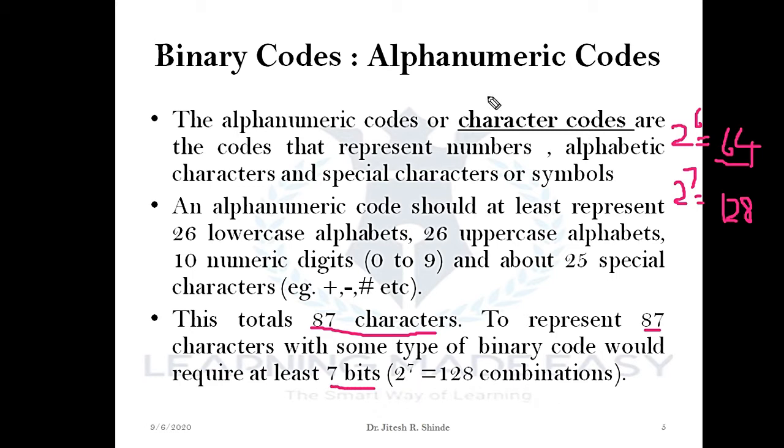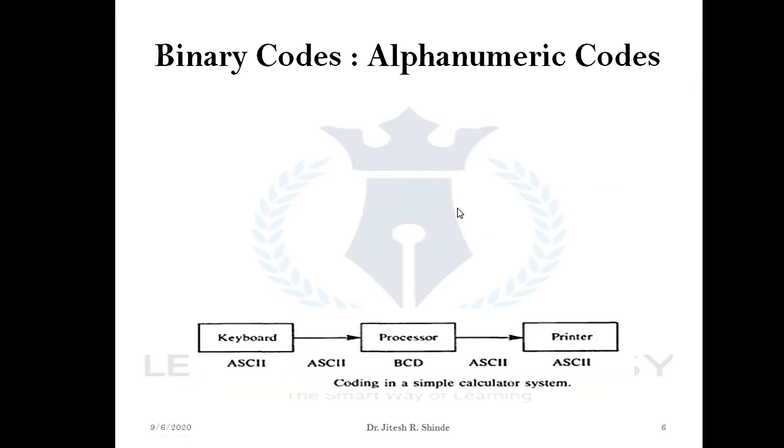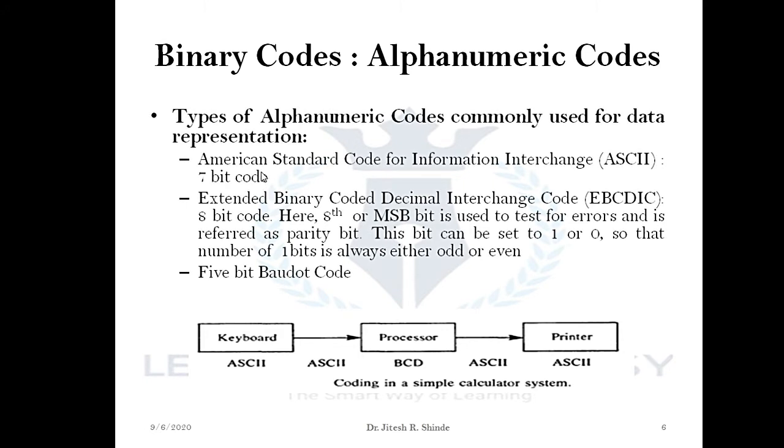The keyboard of your laptop or desktop is an example of the alphanumeric code. It is based on alphanumeric code. Now let's see the types of alphanumeric code. First type, American Standard Code for Information Interchange. The keyboard of your laptop or desktop, or other applications, is generally based on this ASCII format. It is a 7-bit code.